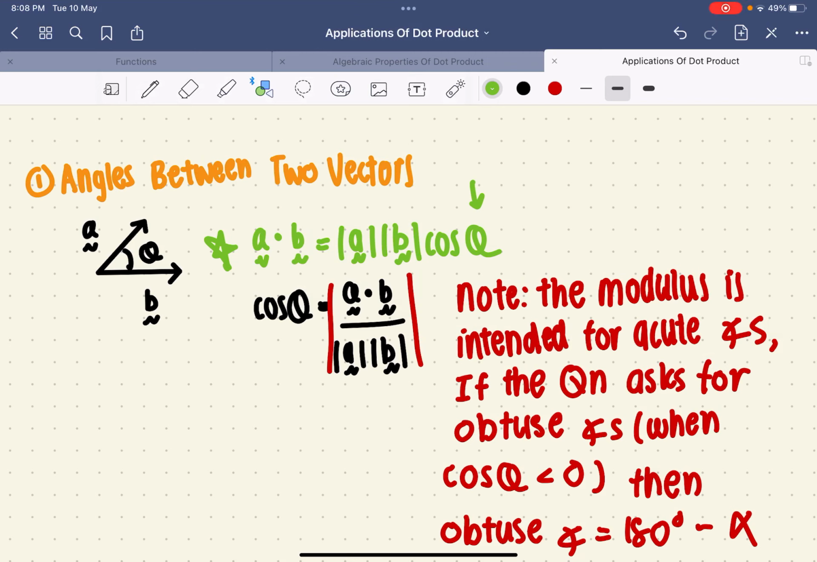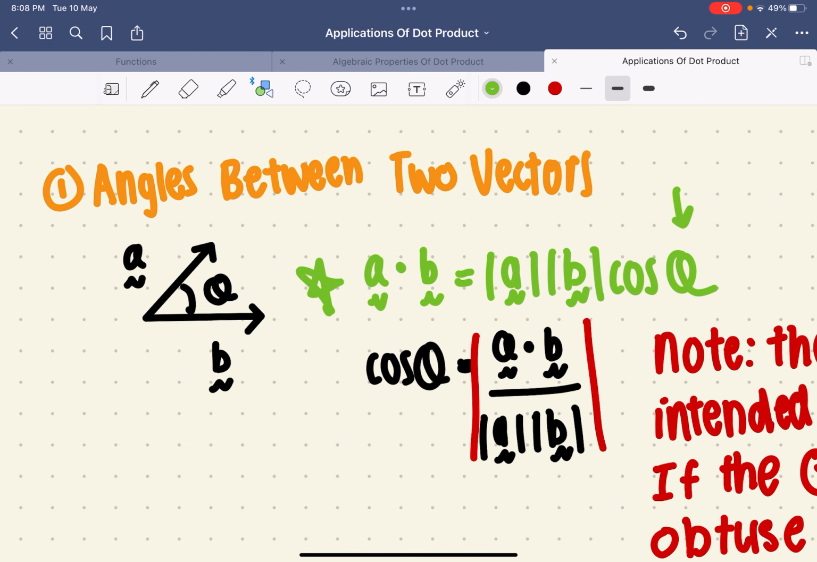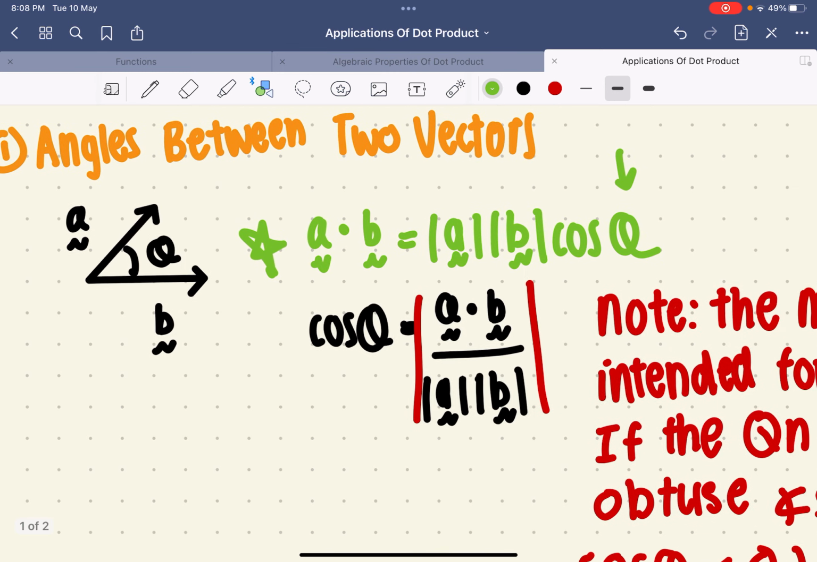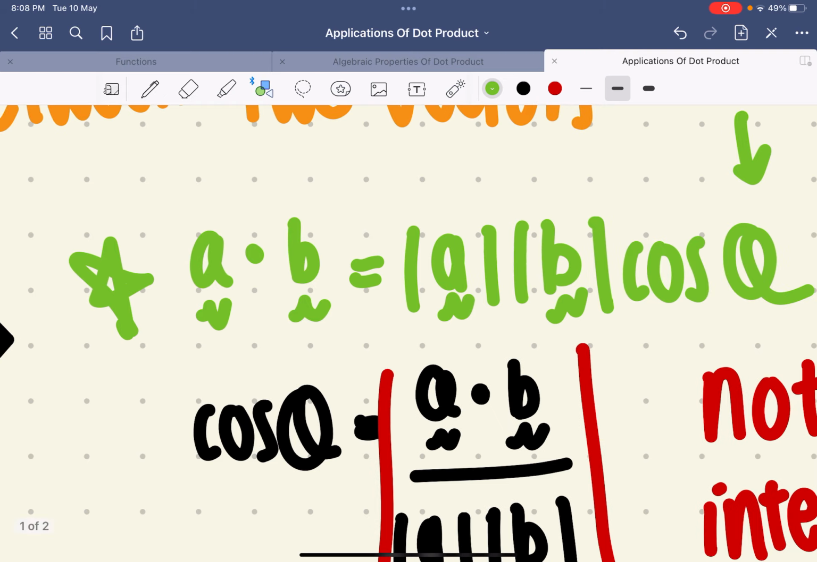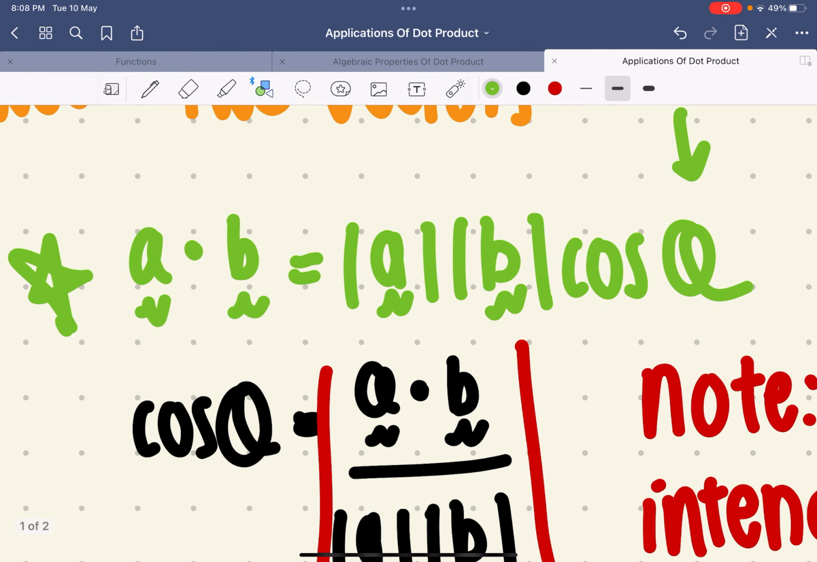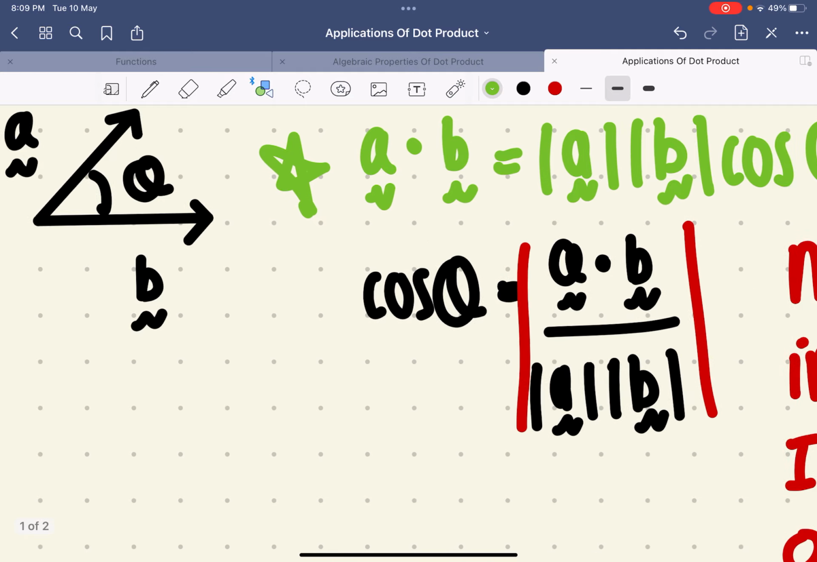Hi everyone, today I'm going to talk about dot product, more specifically the applications of dot product. Now the first application of dot product, which is what we mainly use dot product for, is to find the angles between two vectors. In dot product, the main and most important formula is a dot b equals mod a mod b cosine theta. Then rearranging it, we get cosine theta equals a dot b over mod a mod b.